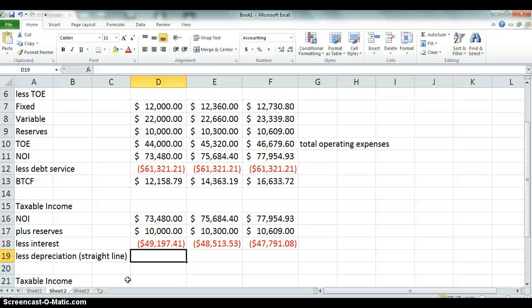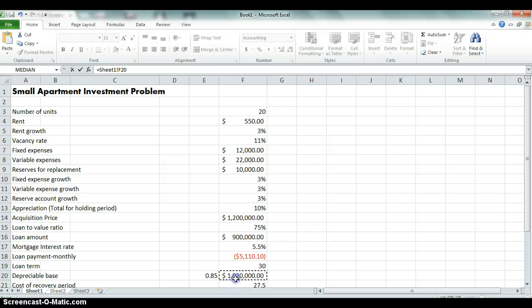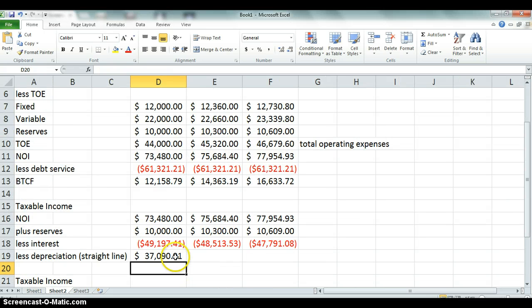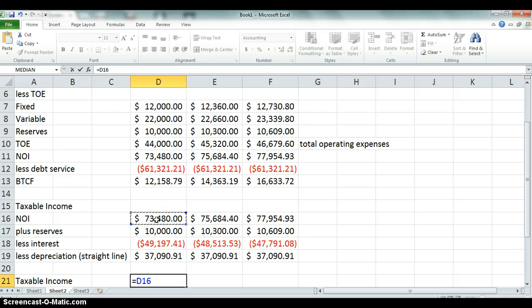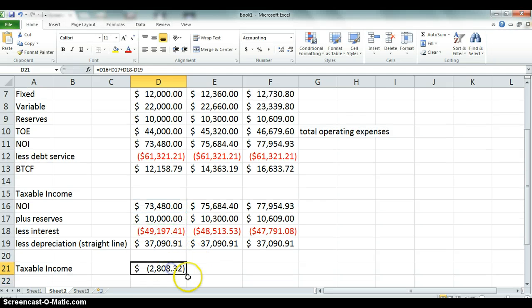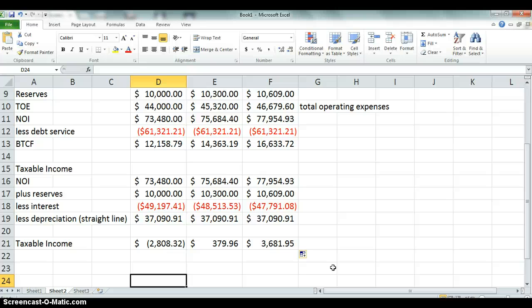For the depreciation straight line, we will have to use our depreciable base from the very first page. We will lock this number divided by 25.5. We will also lock this number, and we'll drag this down. Finally, taxable income is equal to our net operating income plus reserves minus interest, which is already a negative number, minus depreciation straight line. We can drag this down, and we have found our taxable income.